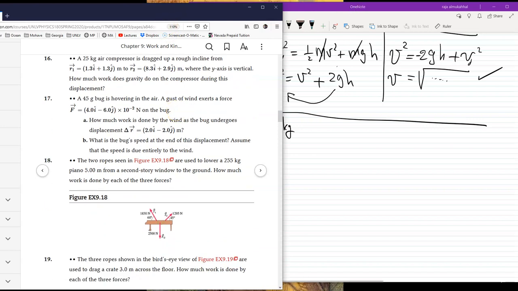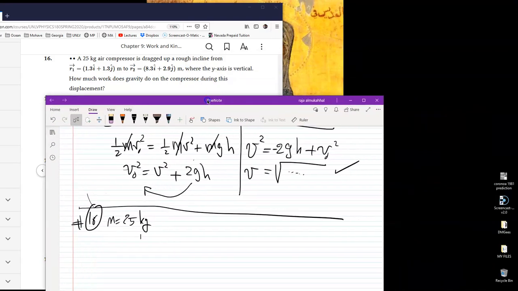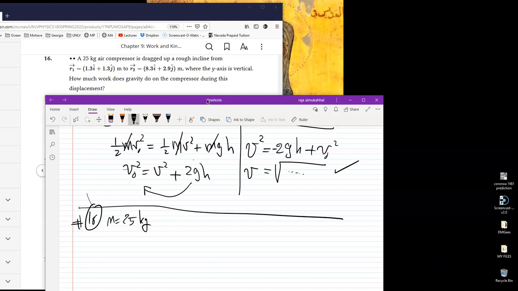Okay, let me see if I can have them both at the same time, at least temporarily. So here I have R1. I'll draw the picture in a minute. Let me just put in the data here. R1 is 1.3i plus 1.3j. R2 is 8.3i plus 2.9j, where the y-axis is vertical.